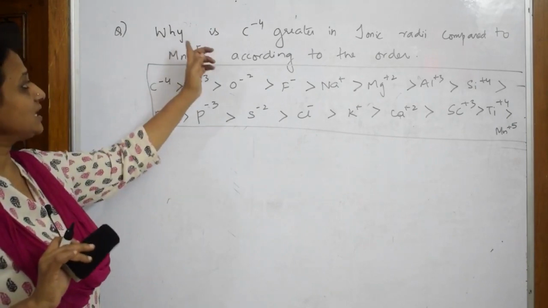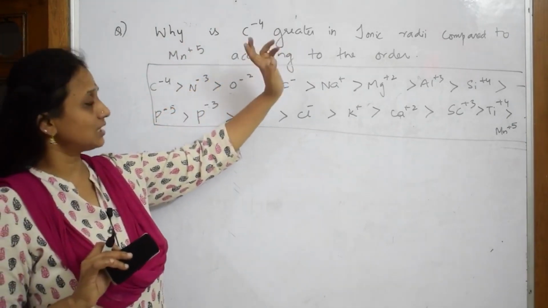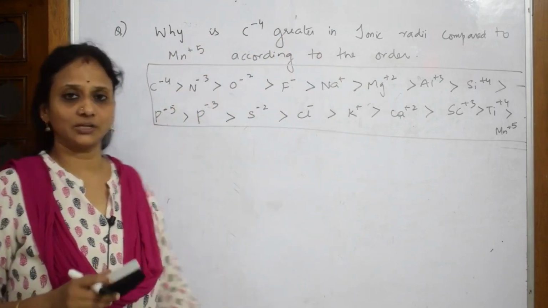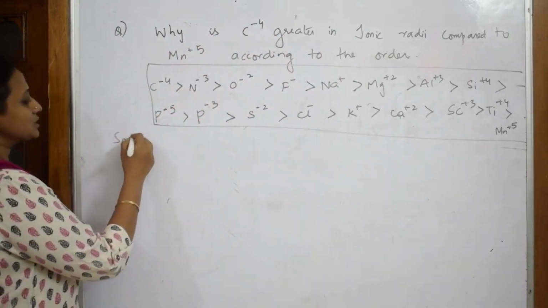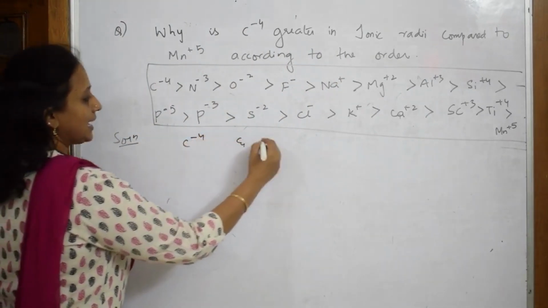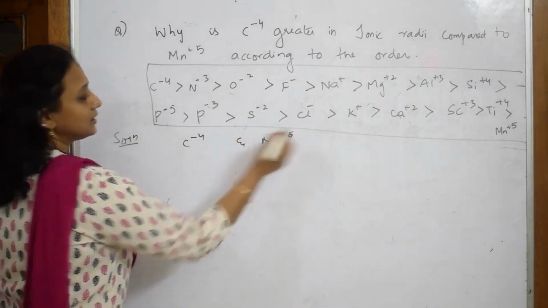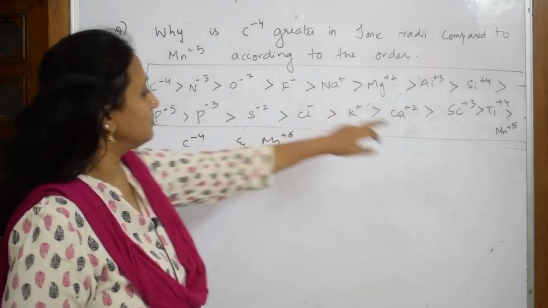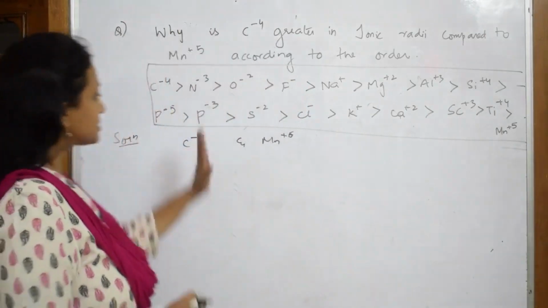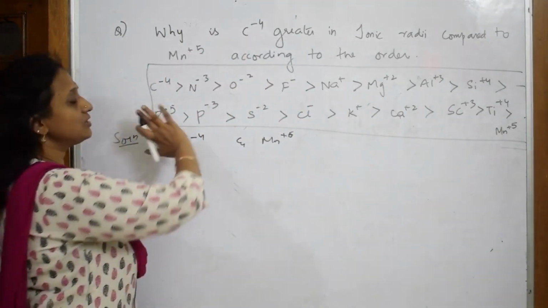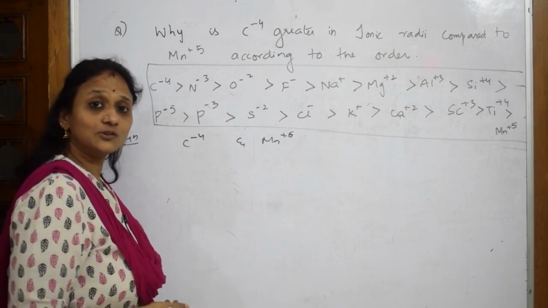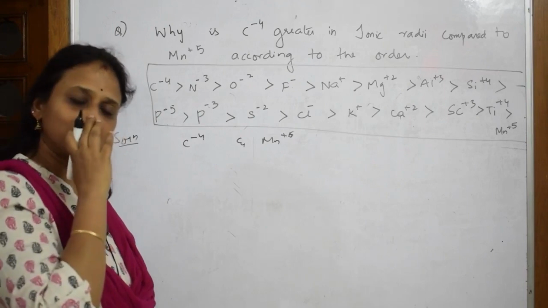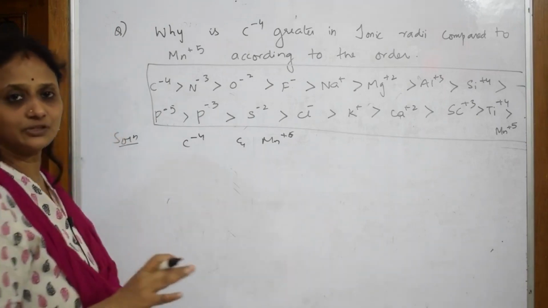What is given? Why is the C minus 4 ion greater in ionic radii compared to the Mn plus 5 ion according to the order? They've given us a comparison between C minus 4 and Mn plus 5. In this order, just see here, the maximum is C minus 4. Where is our Mn? Mn is here. Why is that, you're asking? First of all, observe carefully. They've given us a series of ions here. Take the ions and start writing the electronic configuration. Once the electronic configuration is written, the whole answer will be easy to write.